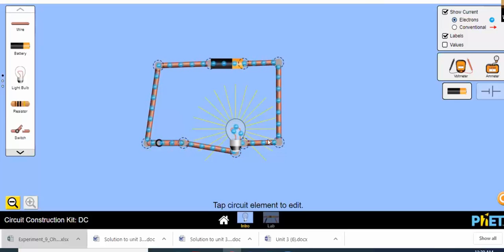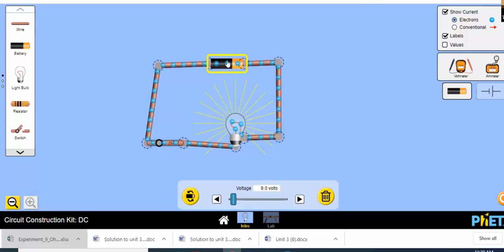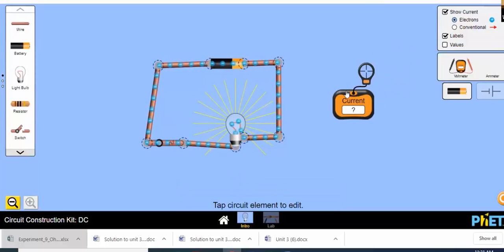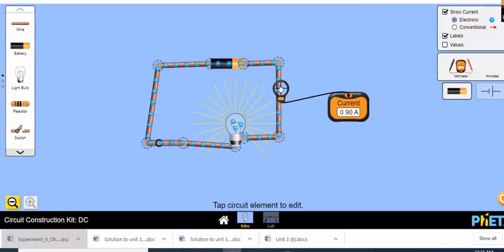Okay, you can create electricity. And notice here, if the voltage is, for example, 9 volts, you get a certain amount of electricity as demonstrated by the light. Notice here when the voltage is 9 volts, the current here is 0.9 amps.